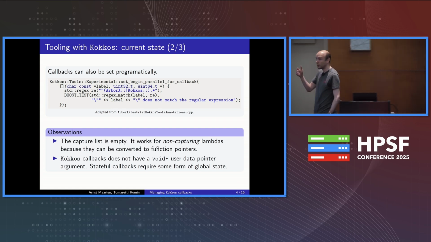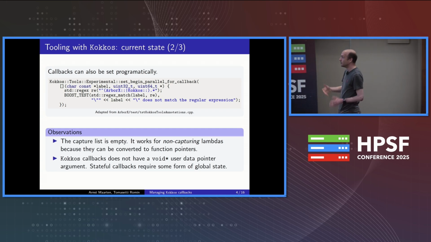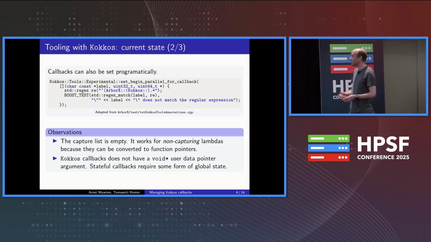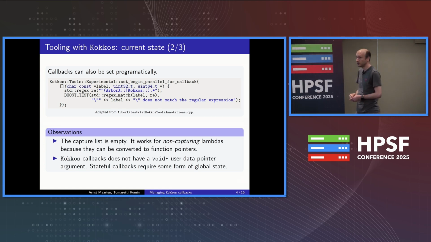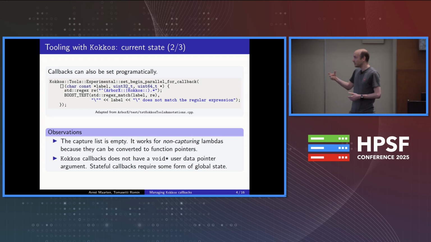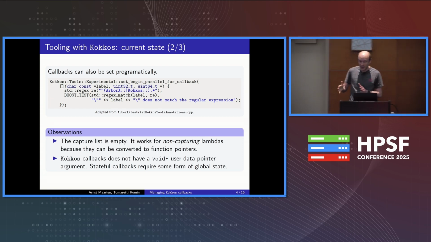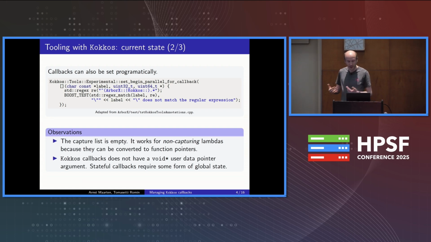I've showed you only one signature for a callback. It's actually more generally true that the callbacks in Kokkos don't have a void star user data pointer. That kind of argument can be important to allow stateful lambdas to be provided as function pointers. So Kokkos doesn't have that, and so in principle, the callback functions that you can set are stateless. If you want to do something with a state, you have to use, as it currently stands, sort of a global state mechanism.